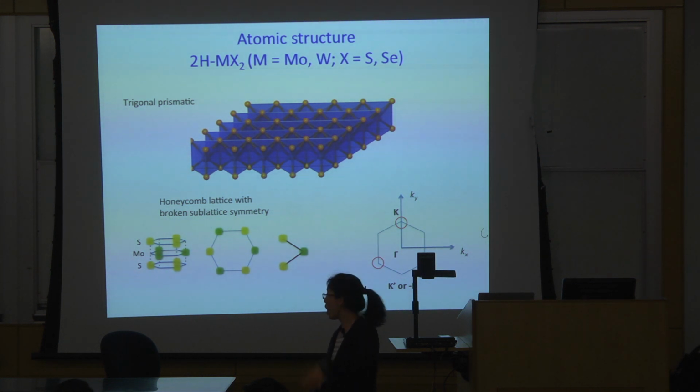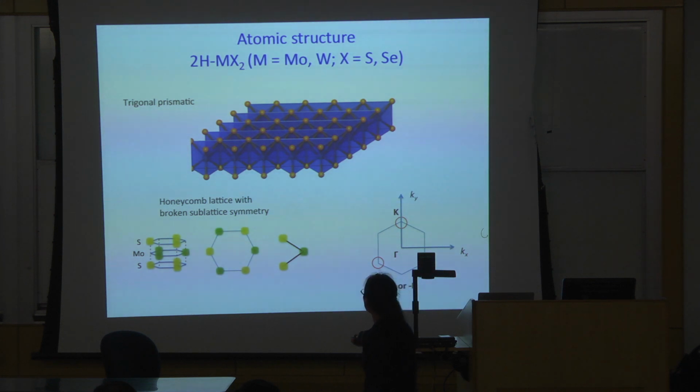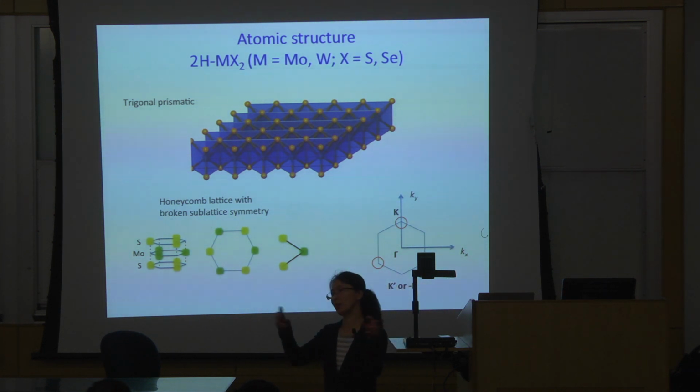And if you look from the top, those 2 sulfur atoms are sitting on top of each other. Then you have the molybdenum and the 2 sulfur and so forth. So this looks pretty much just like graphene, right? The difference is that now the A and B sublattices are made of different atoms. So you break the AB sublattice symmetry just by putting in different elements. And that has a strong consequence.